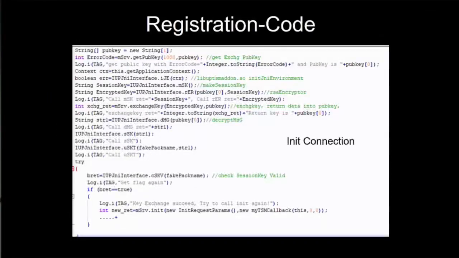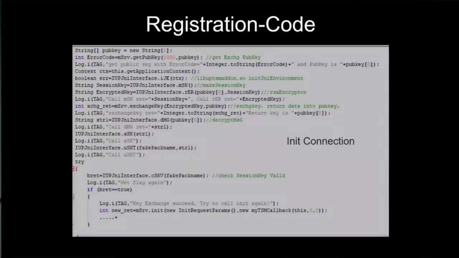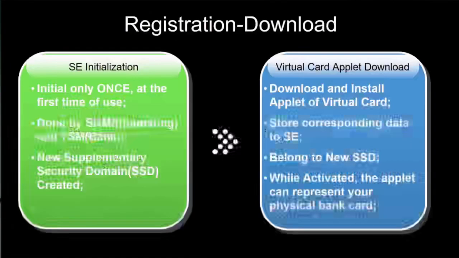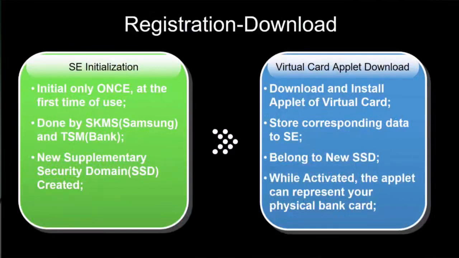So this is how we establish the communication using this information. The first step is to initiate a connection to the TSM service at the Android level. Once the connection is established, we can use the information here, the sign and the SSID and some others that don't matter. With this information, we can make our client talk to the TSM service and do some debugging, or learn what is going on when downloading the virtual card.